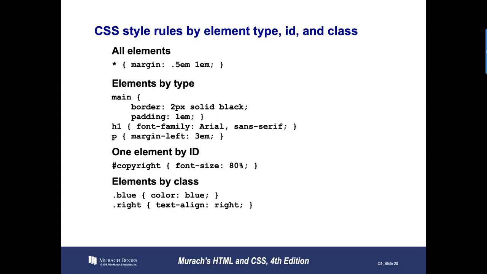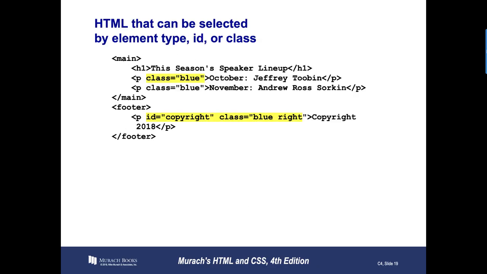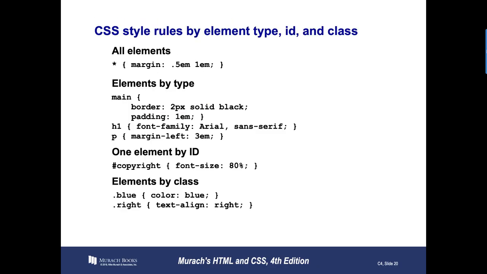And then the copyright. See, in the HTML it said ID copyright, right? So there where it says element by ID, pound copyright or #copyright, you can only have 1 element on a page with a specific ID, and this selector #copyright is going to set the font size to 80%. And on the bottom there, elements by class, we did .blue, but .right is going to align the text to the right.